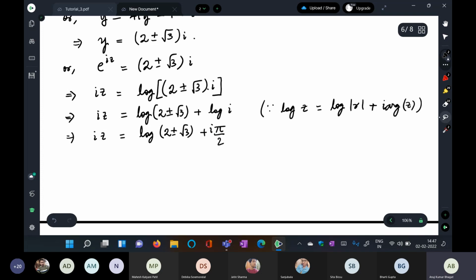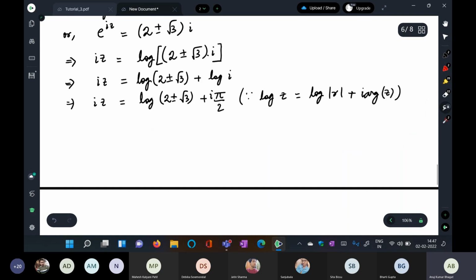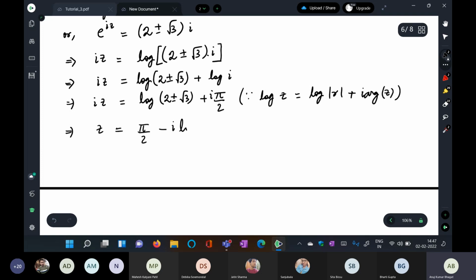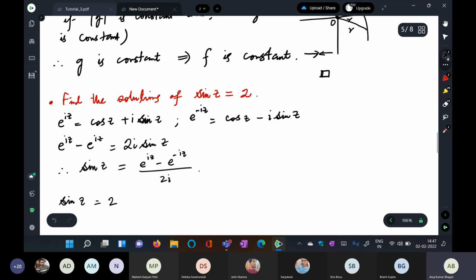So this line should come here. If you multiply both sides by minus i, this will become pi by 2 minus i log of (2 plus minus root 3). So this is one solution to the above equation, sin z equals 2.